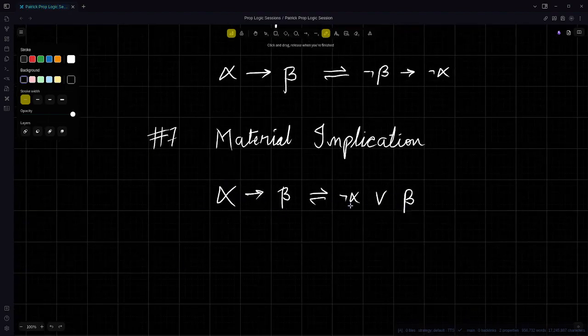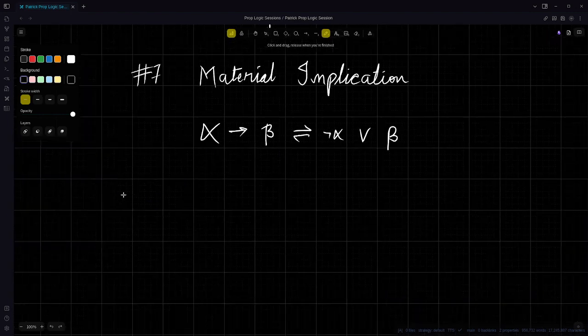And the way we get this is that the truth conditions for a material implication are just a false antecedent or a true consequent, an inclusive disjunction of that. That's how we get this semantic equivalence. Wait, did I start the recording? Yeah, I did.